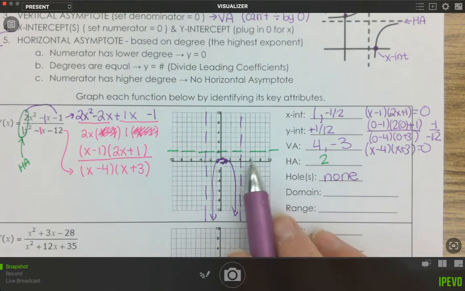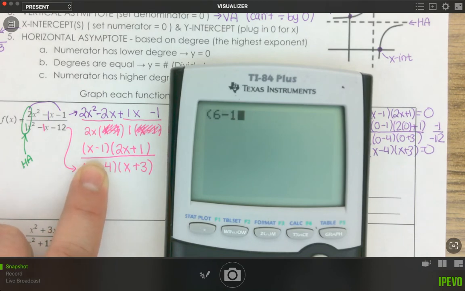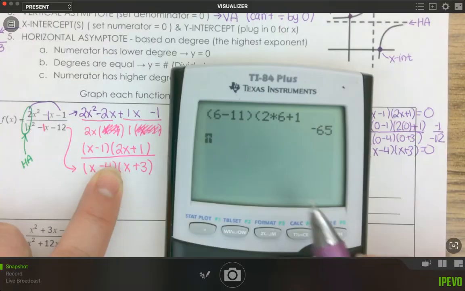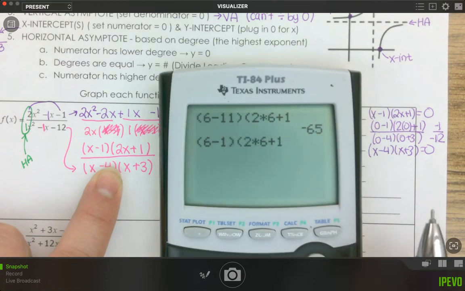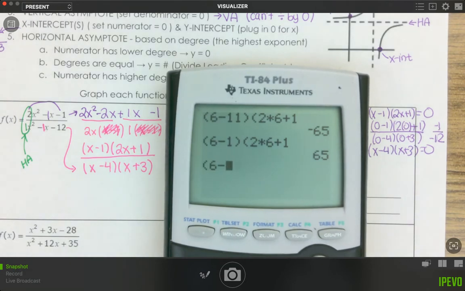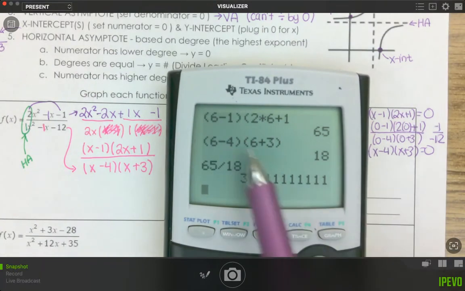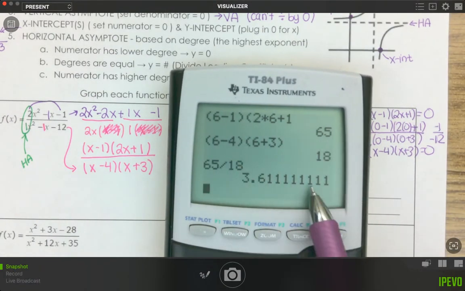So I'm going to pick 6, and I'm just going to plug it in: 6 minus 1, and 2 times 6 plus 1. Oops, I typed 11. Okay. And on the bottom, I have 6 minus 4, 6 plus 3. 65 divided by 18. So I just did the top, the bottom, and then divided my 2 answers.